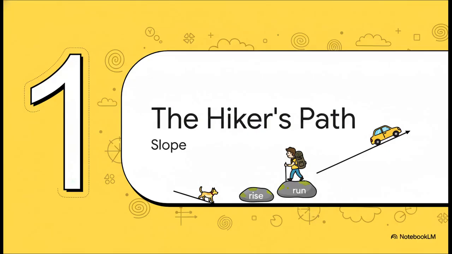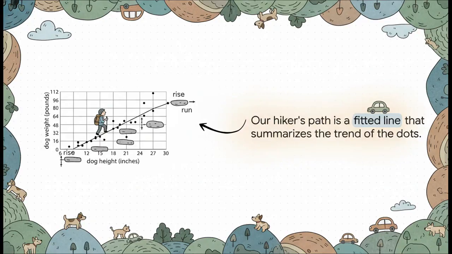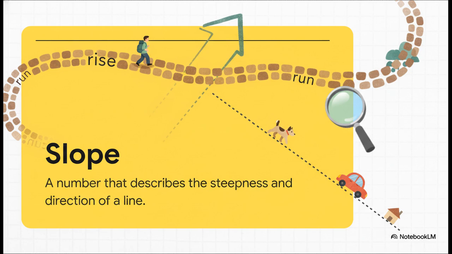Well, to figure that out, we're going to need a guide and a path. So let's picture this: a tiny hiker whose whole job is to find the clearest trail right through the middle of all this data. This path our hiker takes, that's what we call a fitted line. Think of it like the straightest, most efficient summary of where all those dots are trying to go. And the most important thing about this path, its entire story really, is its steepness. And that steepness? Yeah, it has a name. We call it the slope. And it's awesome because it's just one single number that tells us everything we need to know about the hiker's journey: how steep the path is, and which direction it's heading.